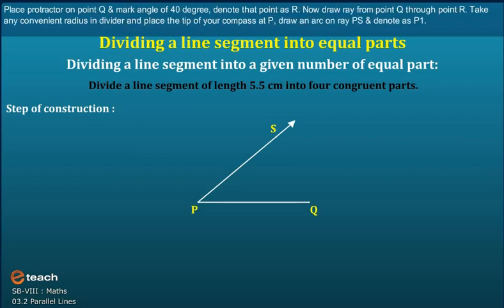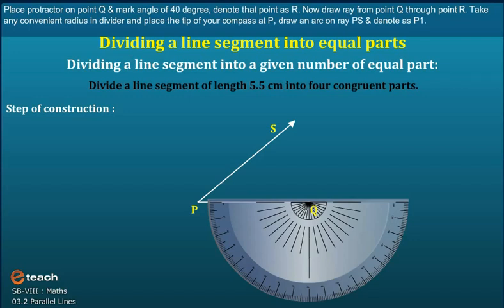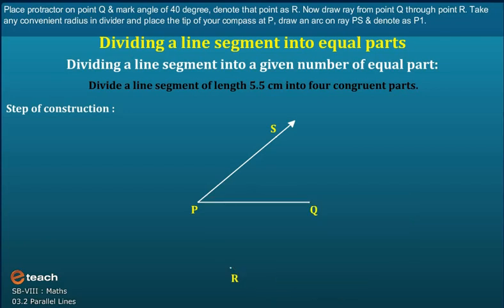Place protractor on point Q and mark angle of 40 degree. Denote that point as R. Now draw ray from point Q through point R.